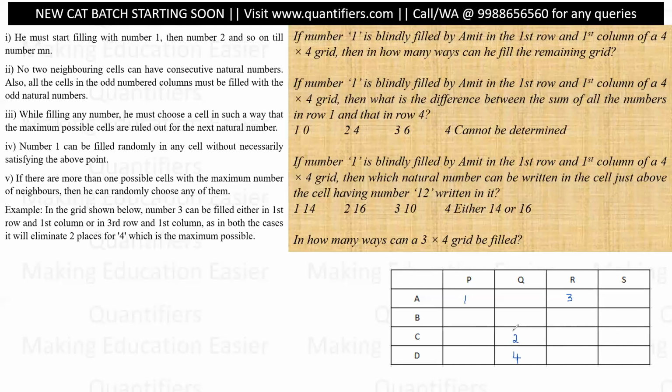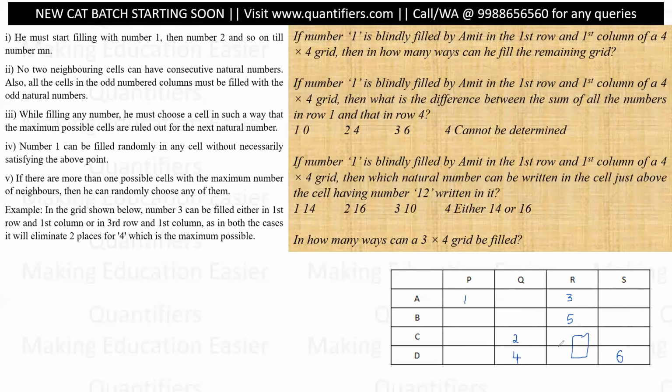Now what about 5? 5 cannot be filled in these 2 cells or these 2 cells. So 5 can either be filled here or here. If I fill 5 over here, only 2 possibilities are eliminated for 6. If I fill 5 over here, 4 possibilities are eliminated for 6. So I will fill 5 over here. Right. So 5 is filled here. Now 6 cannot be filled here. So there is only one spot left for 6, that is this spot.